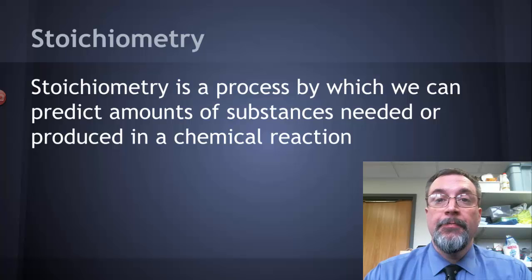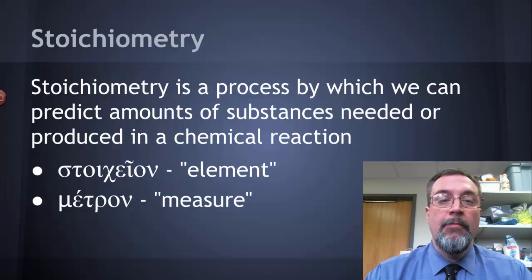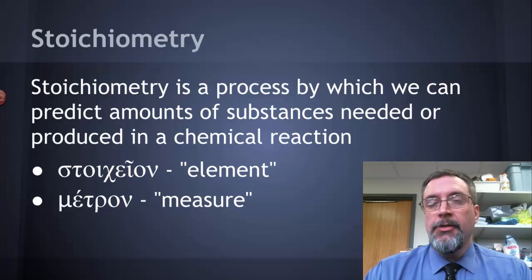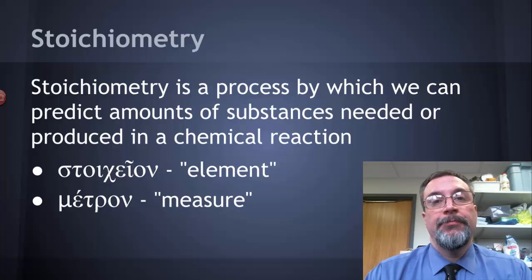a chemical reaction. It comes from two Greek words, the Greek word stoichion, which means element, and metron, which means measure. So literally, stoichiometry means to measure elements. But it's so much more than that. I like to think of it as a way of predicting the future, because I can take a look at a chemical reaction and some information about my starting materials, and without even going into the lab, I can predict what's going to happen, down to how much product I should be able to make.